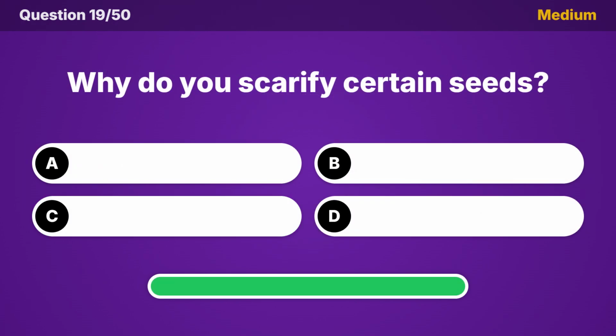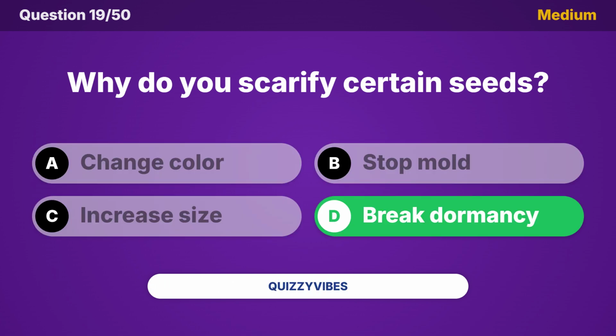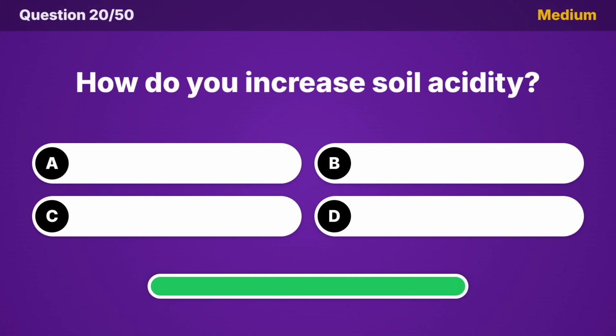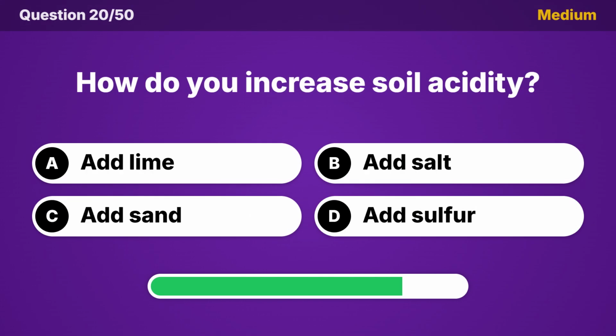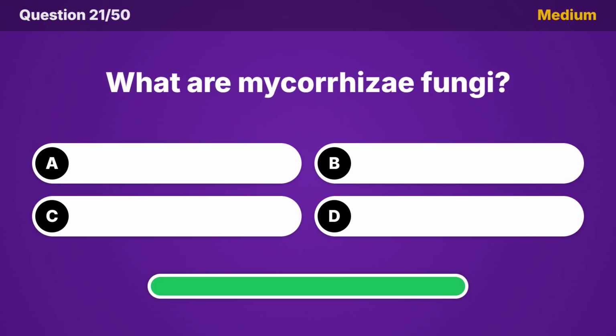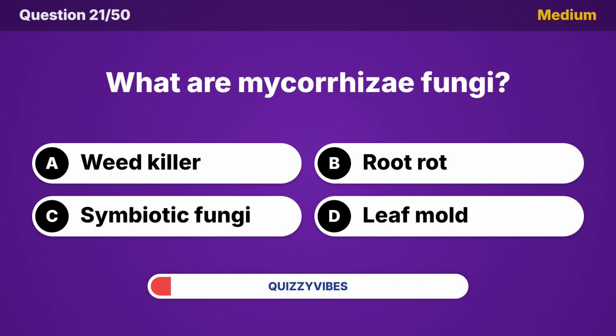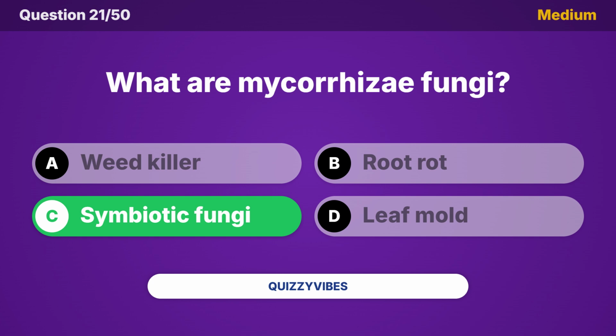Why do you scarify certain seeds? Here is the answer. Break dormancy. How do you increase soil acidity? Answer, add sulfur. What are mycorrhizae fungi? Here is the answer, symbiotic fungi.